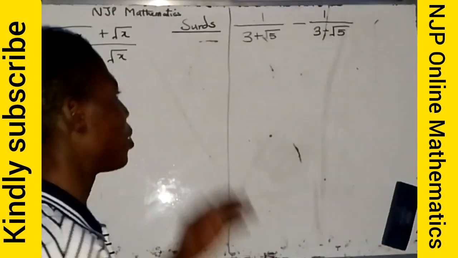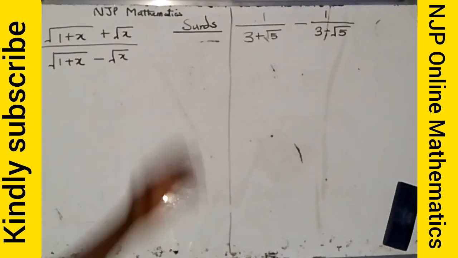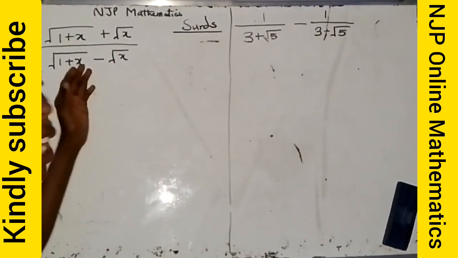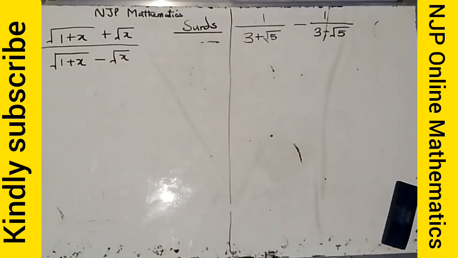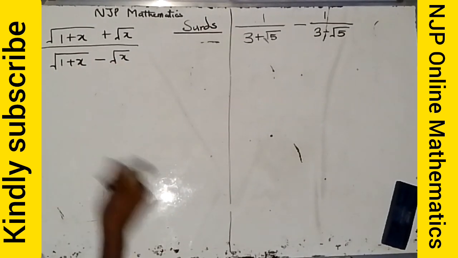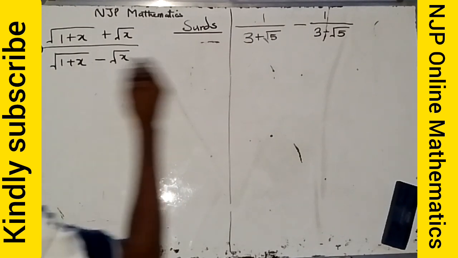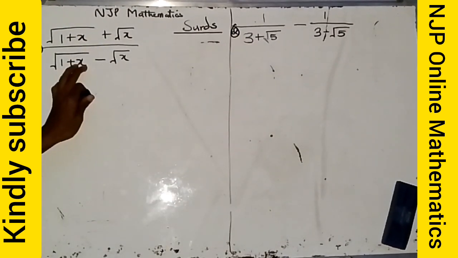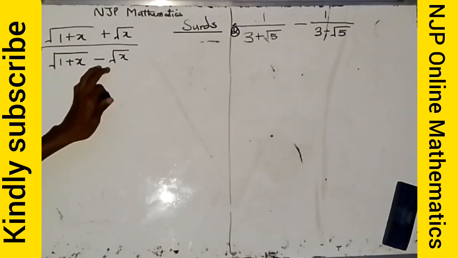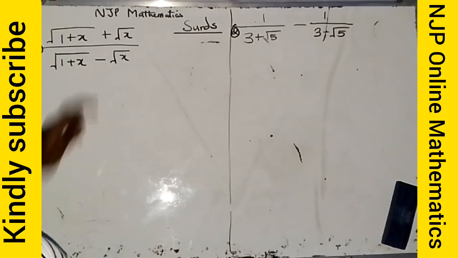on the board. We can see the solved problem here. We are going to rationalize the denominator by conjugating it. So the first problem we have here, and this is the second problem. So we have to rationalize it by conjugating the denominator.